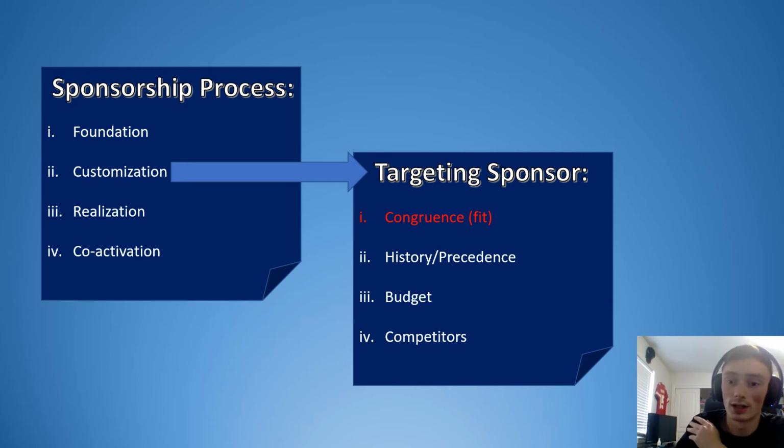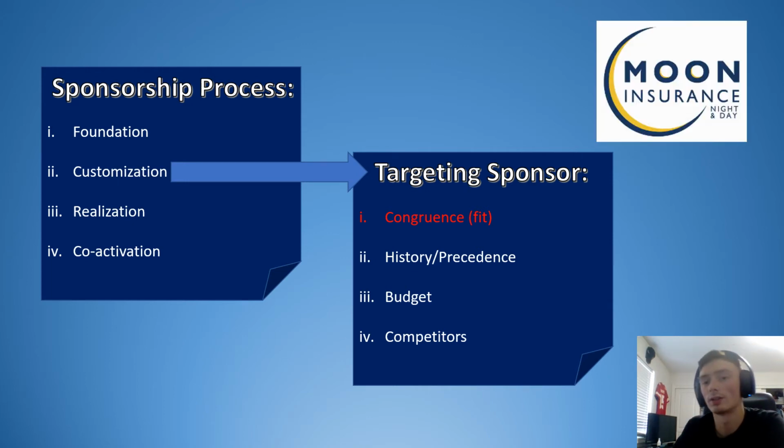Once again, taking this into the context of Moon Insurance, because I feel like that could be a really big learning point here. In the sponsorship process, like I was saying before, in the foundation we wanted to get the half court shot. When we were customizing it and targeting different sponsors, we definitely focused on the fit, the congruence of the relationship. Because like I said before, a play on words, we thought that would be perfect.